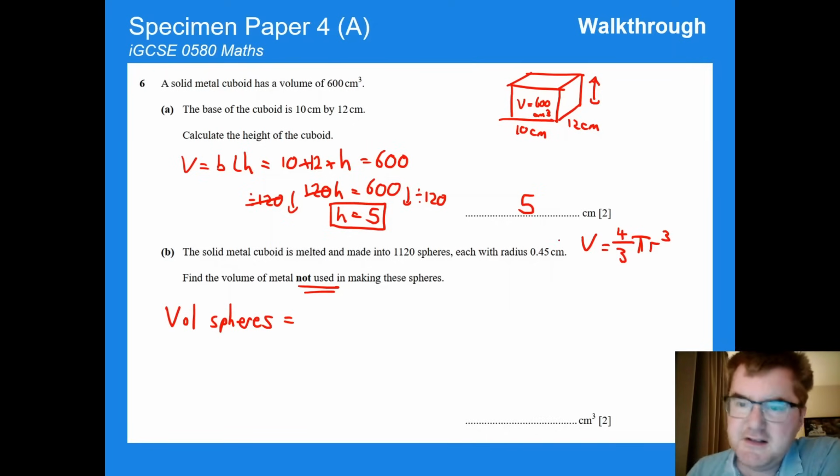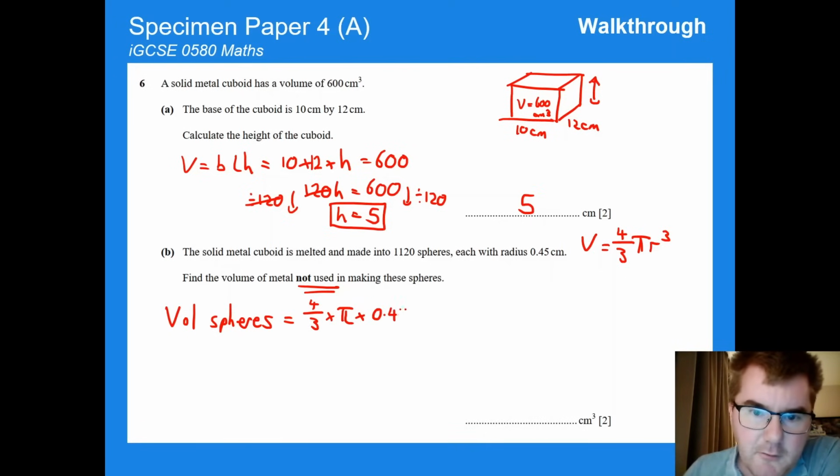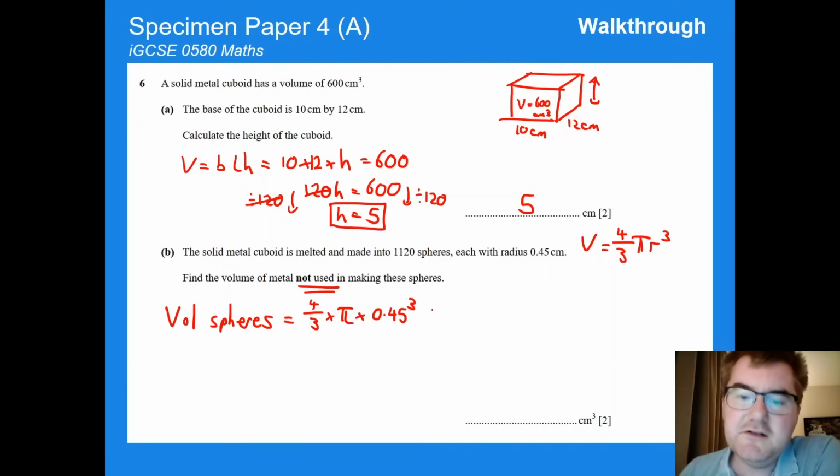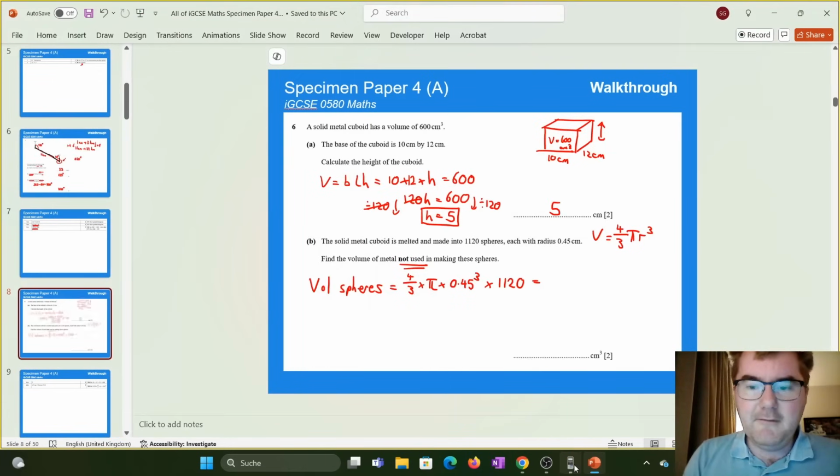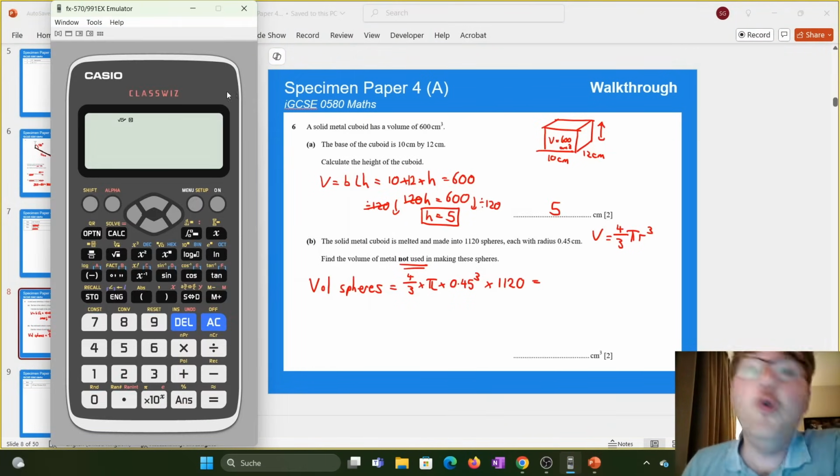So our radius is equal to 0.45, so we've got 4/3 times pi times 0.45 cubed, and we have 1,120 of them, so we need to times one sphere by then 1,120. This is the first opportunity to go to our calculator. Now I have my handy emulator here. This is an ordinary ClassWiz.